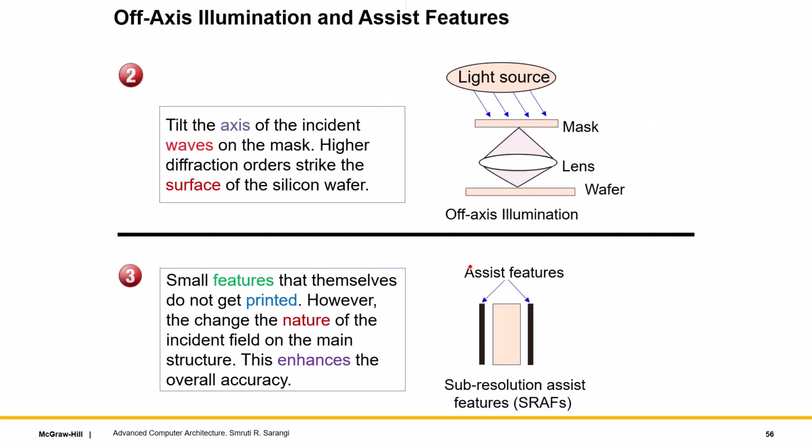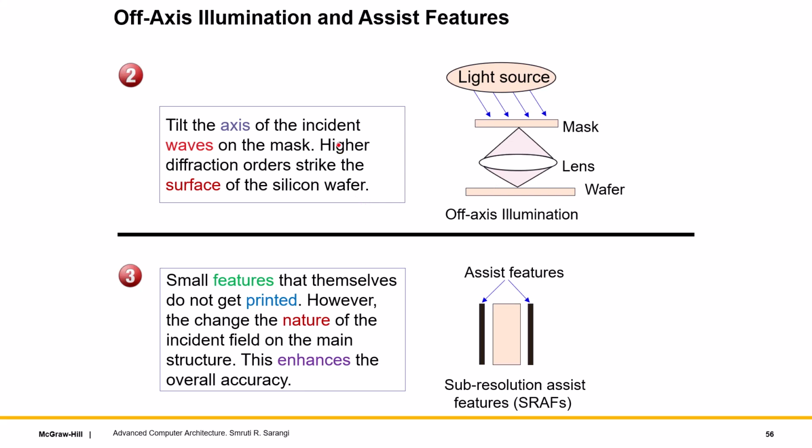I could do other things as well. Let us look at a few of the other mechanisms. One is off-axis illumination. We have a mask, then we have a light source where light falls on the mask. The parts that allow the light to pass through form an image, and then the lens focuses it on the wafer, right? That's how it works.